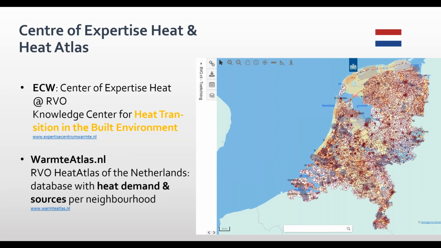And here we have gathered all the demand side data from the built environment, but also from greenhouses and industry, and coupled it to all the supply side data in terms of potentials, waste heat, etc. So that is really a very good tool for municipalities and also for us to help municipalities to make their transition plans. Next, please.